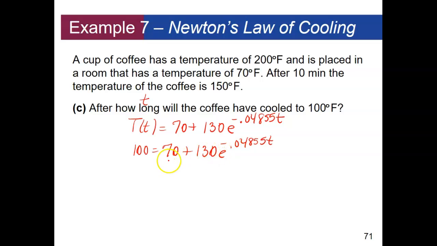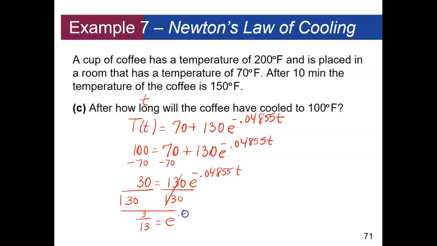First thing we want to do to solve this is subtract the 70. So I'm going to have 30 equals 130 e. Divide by the 130, so this will be 3 over 13. We're going to take the natural log of both sides, so these are going to cancel.